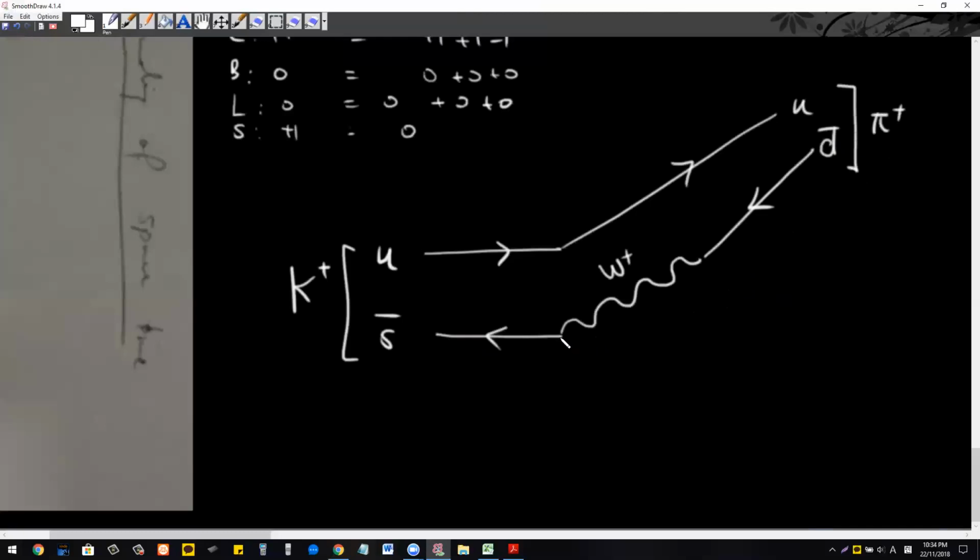So the strange can turn into the W plus and the anti-U. And then this is a blue one. So it's definitely a much more advanced one. To understand this, we need to know what kind of gluon can be emitted. It's a pretty complicated one, but I can teach you this if you want.